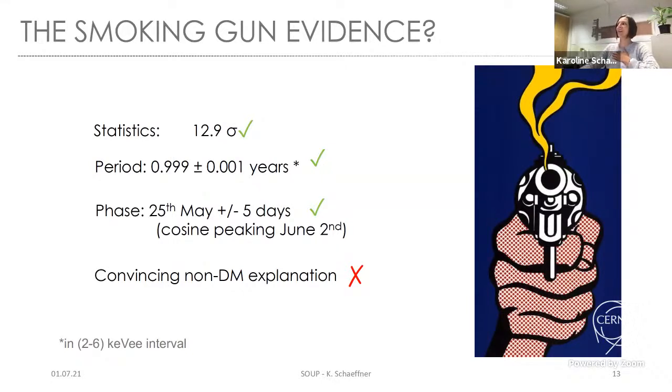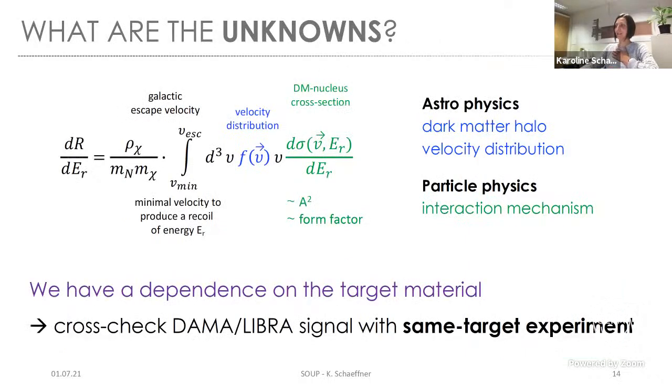So this is why there is this effort now in getting experiments that have the sensitivity to cross-check DAMA, and this is really something the community is pushing and investing money in.